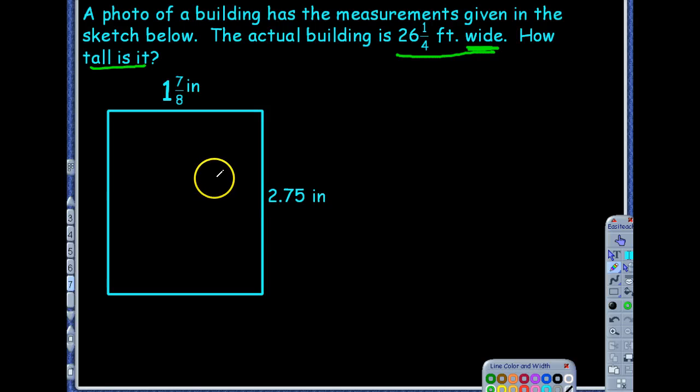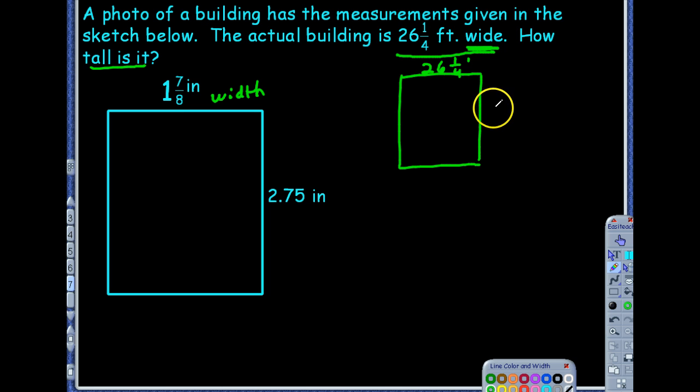The width will always be the shorter. So out of these two, that would be my width. Okay, so keep that in mind. If it helps to draw a quick sketch, obviously the actual building's going to be taller than this. So this would be 26¼ feet. And then we don't know how tall it is, so this could be our X, our unknown.